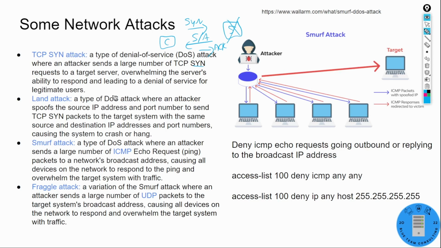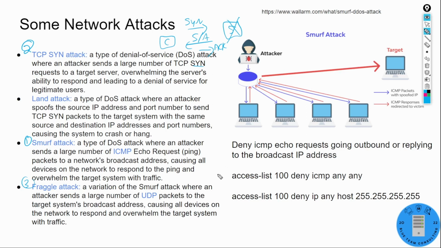Smurf attack and Fraggle attack are probably, if you could do 1, 2, and then 3 to kind of be familiar with, I would expect those to show up, especially in Security Plus or potentially as an interview question, in the form of what's the difference between a Smurf attack and a Fraggle attack, or describe to me what a TCP SYN attack is.